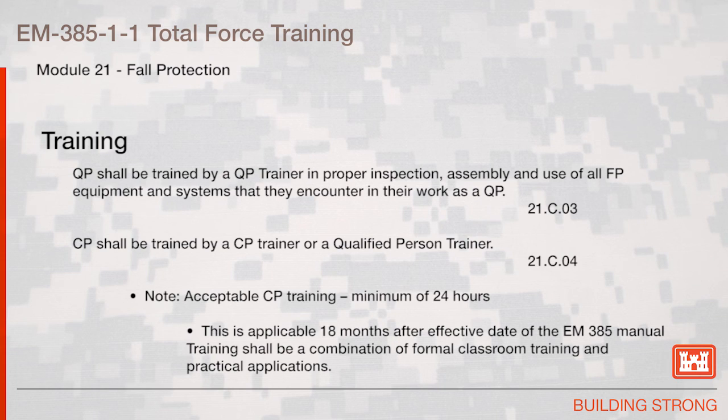Qualified person shall be trained by a qualified person trainer in proper inspection, assembly, and use of all fall protection equipment and systems that they will encounter in their work as a qualified person. Competent person shall be trained by a competent person trainer or a qualified person trainer. Note, acceptable competent person training is a minimum of 24 hours. This is applicable 18 months after the effective date of the EM 385 manual, and the training shall be a combination of formal classroom training and practical applications.